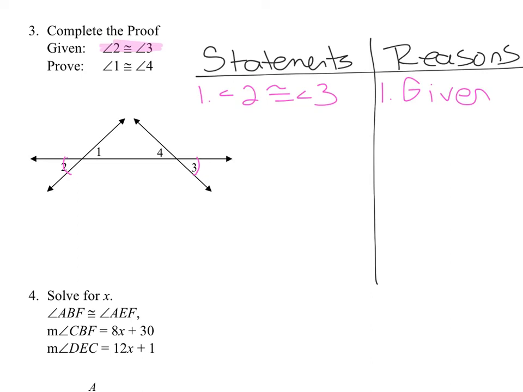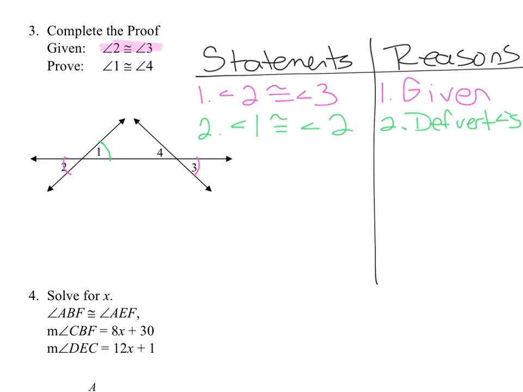In order to do that, I need to get angle 1 into my proof somehow. I noticed on my diagram that 1 and 2 are vertical angles, which means that they have to be congruent. So I'm going to add a single arc into angle 1, and I'm going to put that in my proof. Angle 1 is congruent to angle 2. Well, how do we know that? They're vertical angles, so that's just definition of vertical angles.